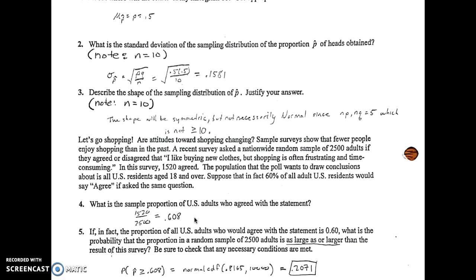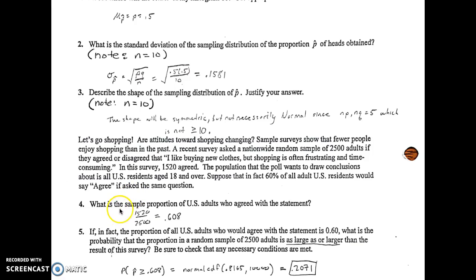Then it says, let's go shopping. Are attitudes towards shopping changing? Sample surveys show that fewer people enjoy shopping than in the past. A recent survey asked a nationwide random sample of 2,500 adults if they agreed or disagreed that I like buying new clothes, but shopping is often frustrating and time-consuming. In this survey, 1,520 people agreed. The population that the poll wants to draw conclusions about is all U.S. residents age 18 and over. Suppose that in fact 60% of all adult U.S. residents would say agree if they were asked the same question.